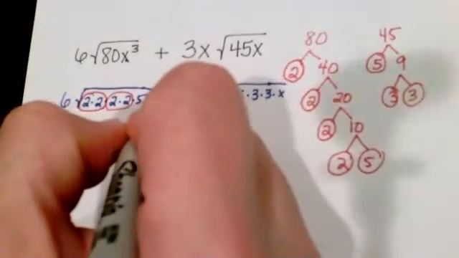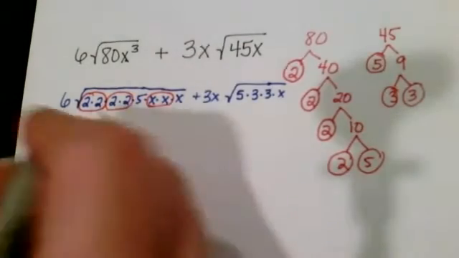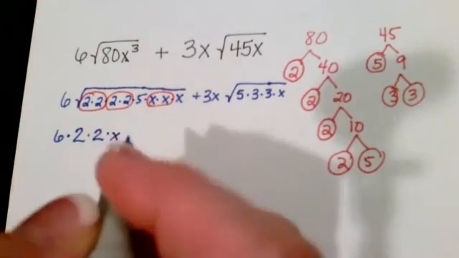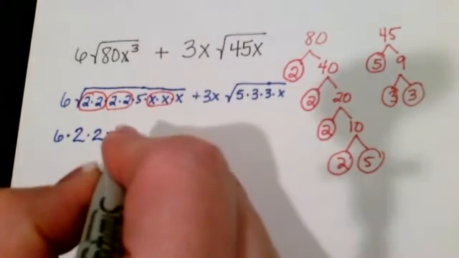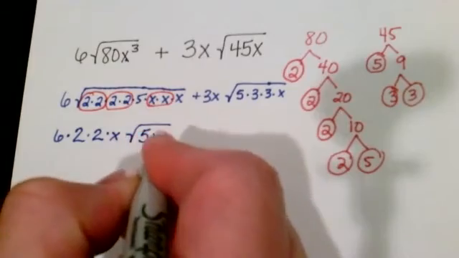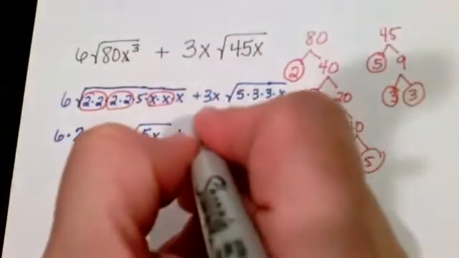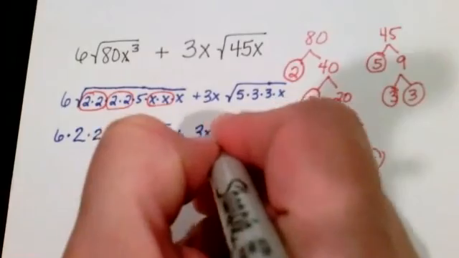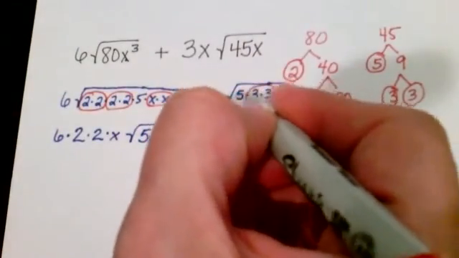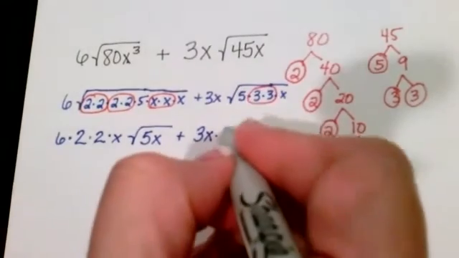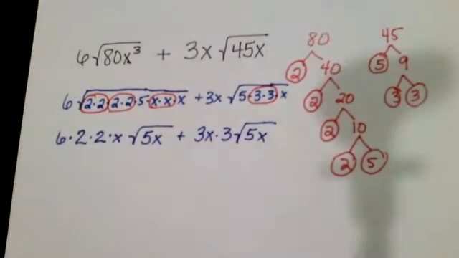Then I've got a pair of x's. So I'll write a single x on the outside. What is left under the radical is the 5 and the x, and we leave that under the radical. Now let's do the same on the second radical. I've got a 3x. And then I see a pair of 3's under there. So I'll write that on the outside. And that leaves me again with the 5x underneath.